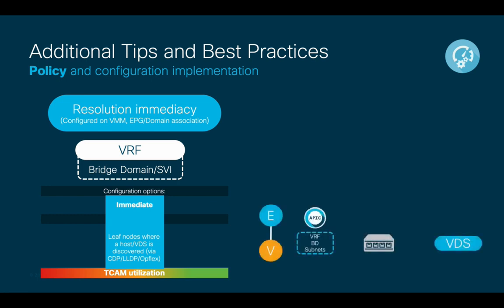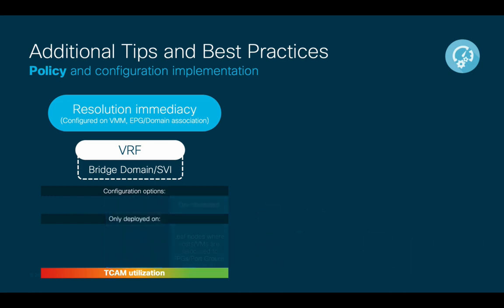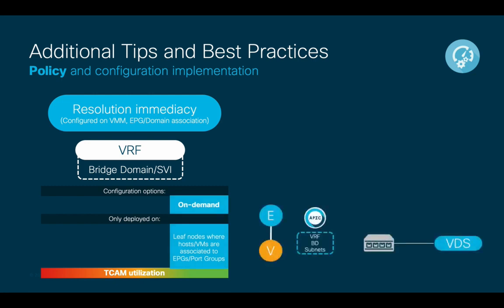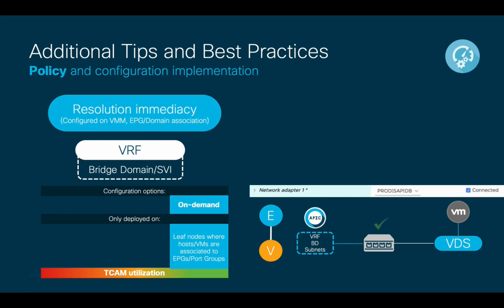This means that ACI will only push the configuration after mapping an EPG to a domain only if it has established a CDP, LLDP, or OpFlex relationship between the leaf node and the other end, such as a virtual switch or ACI Virtual Edge, for example. 3. On demand. This means that ACI will wait until there are actual VMs or hosts using such EPG or port group before pushing the configuration. For example, after a VM has been assigned to the port group.